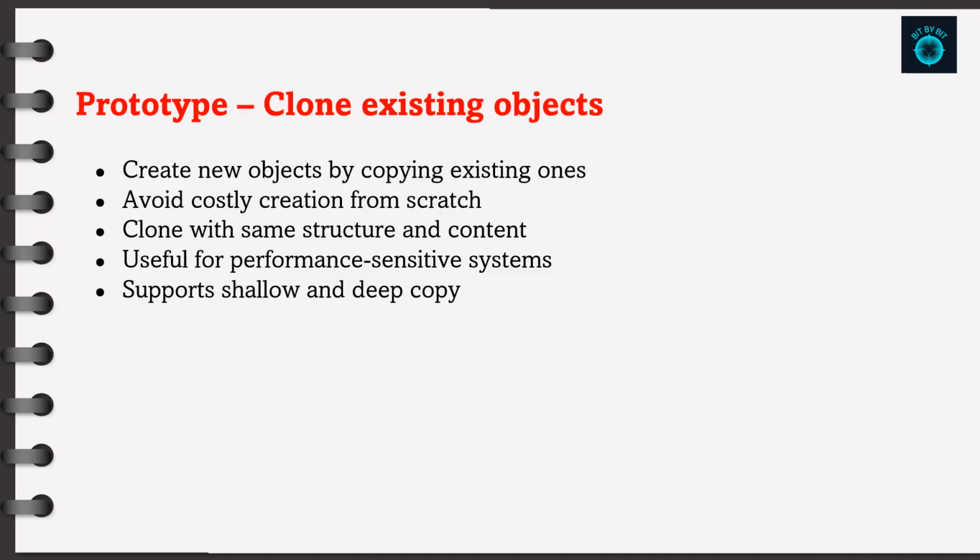Python supports cloning through the copy module, which provides two options: shallow copy and deep copy. A shallow copy duplicates the outer object but keeps references to the same inner objects. A deep copy duplicates both the outer object and any nested objects inside it. This pattern is especially helpful in performance-sensitive systems like game engines, data models, or configuration systems where many similar objects need to be created quickly. Let's look at a Python example using the prototype pattern.